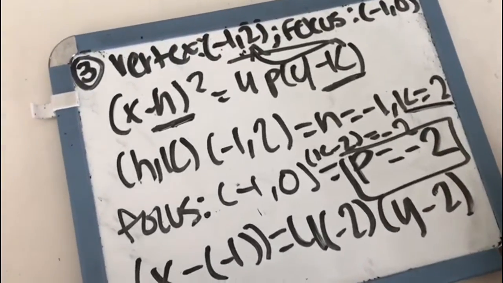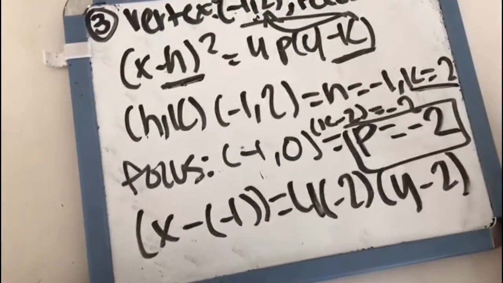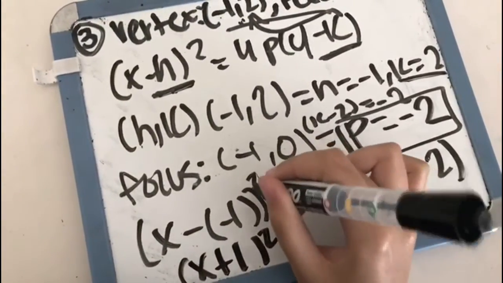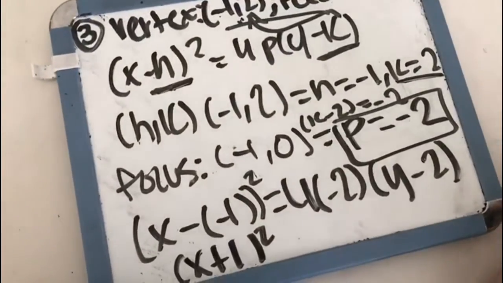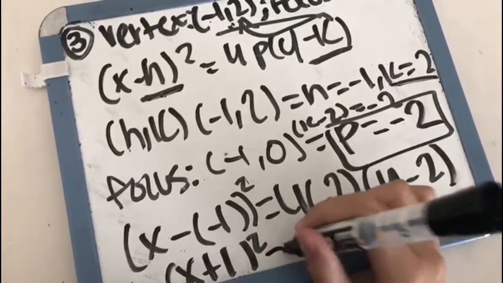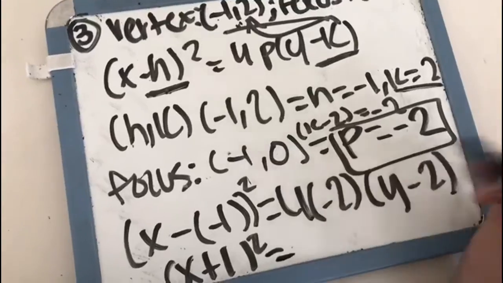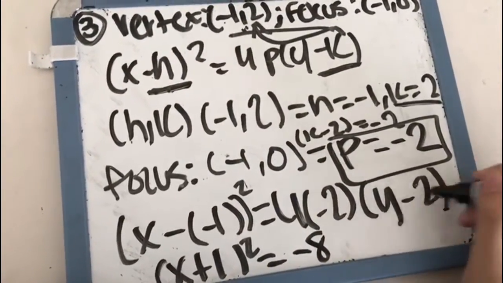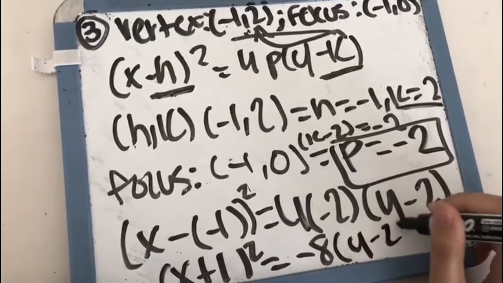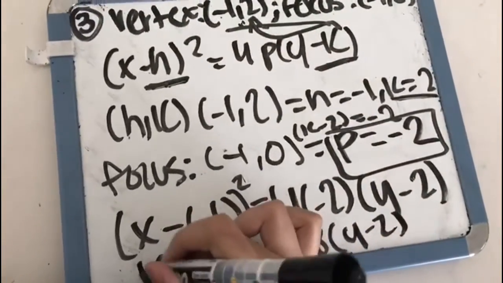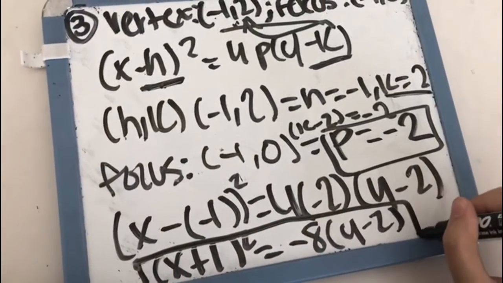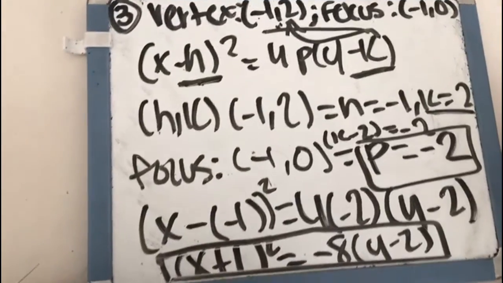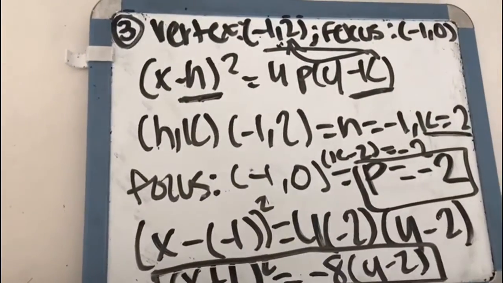So minus 2. Now when you simplify it, you will get approximately x plus 1. Oh, sorry, I forgot to put the square right here. But x plus 1 squared equals, well, 4 times -2 is -8, right? So -8, and then we have y minus 2, and that's all. So this is how you find the equation or the formula for this problem. And yeah, this is how you solve it for this question.